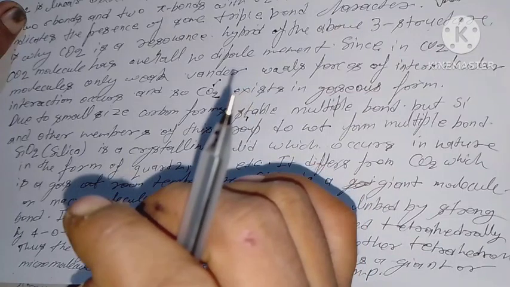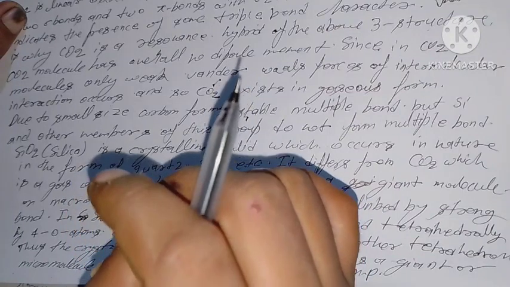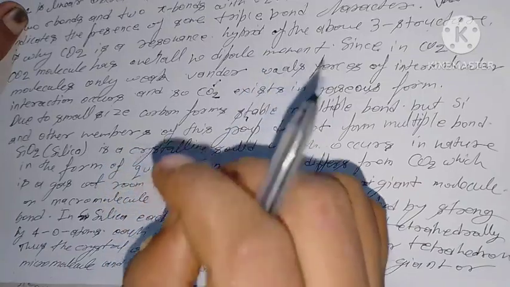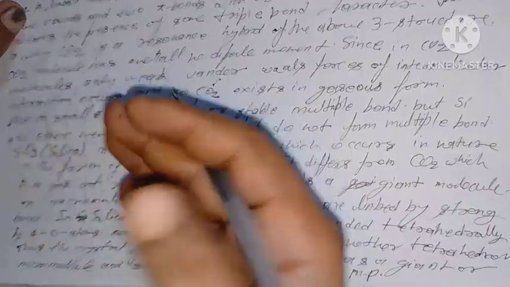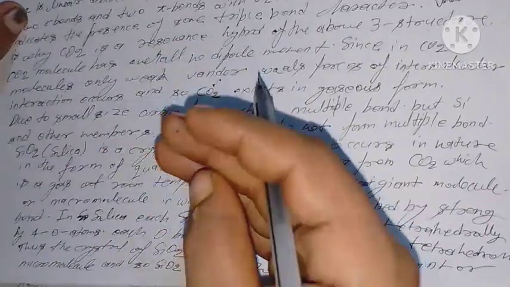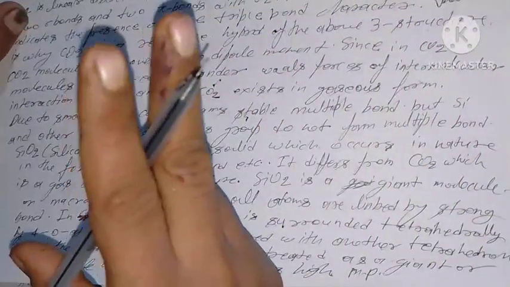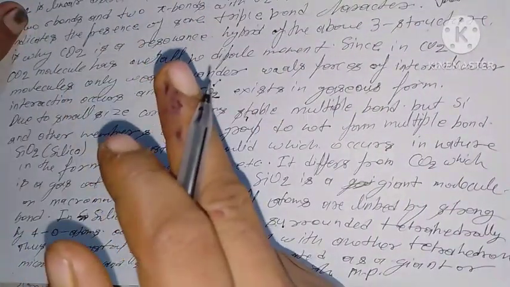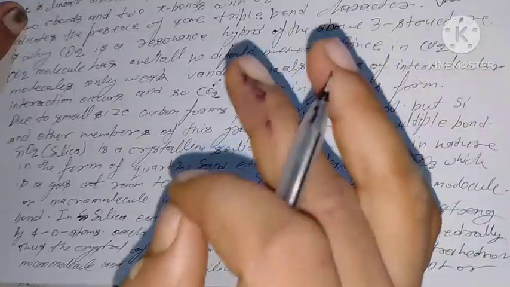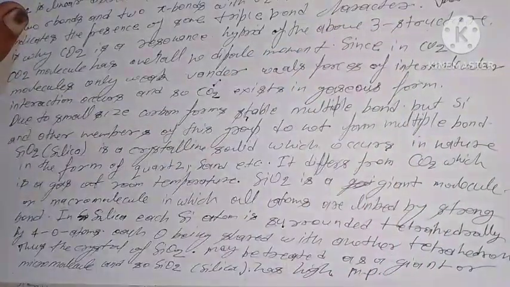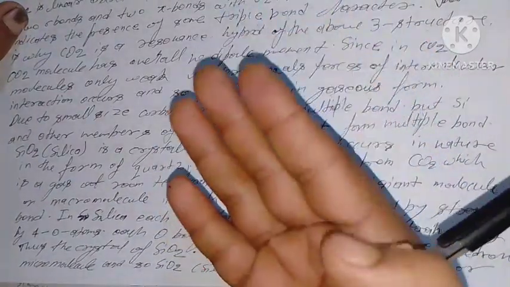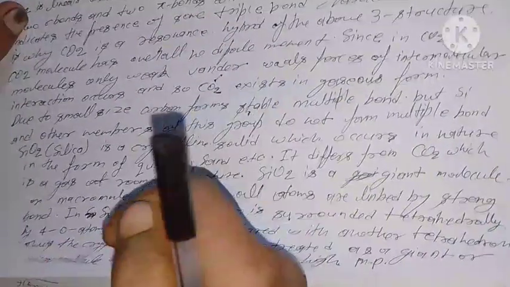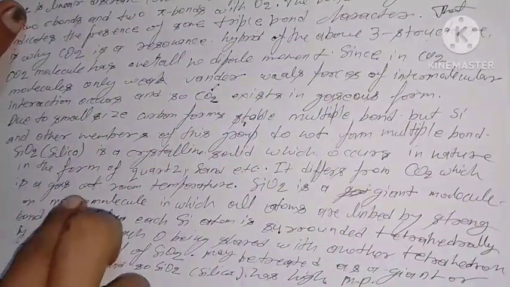Silicon dioxide is a giant molecule or macromolecule in which all the atoms are linked by strong bonds. In silica, each silicon atom is surrounded tetrahedrally by four oxygen atoms, each oxygen being shared with another tetrahedron. Thus, the crystal of silicon dioxide may be treated as a giant molecule, and so silicon dioxide, that means silica, has a high melting point. Okay, you can see the structure of silicon dioxide.